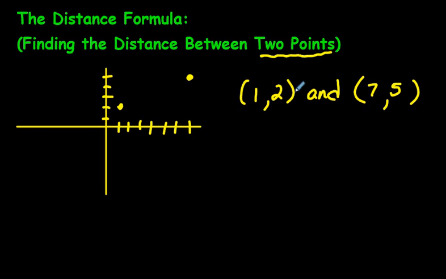So here we have 2 points. We have 1, 2 right here and 7, 5 right here. These are called ordered pairs, by the way, just a fancy word. And these become points on the Cartesian plane. And we are supposed to today find the distance between these 2 points. So we're supposed to find the distance. I'm showing you in red from here to here.